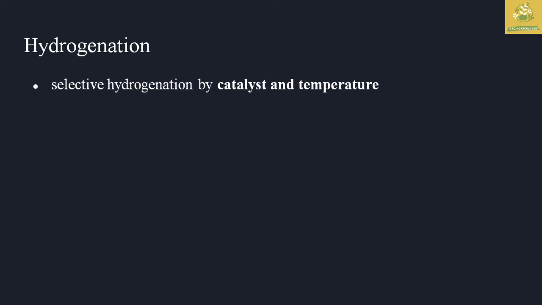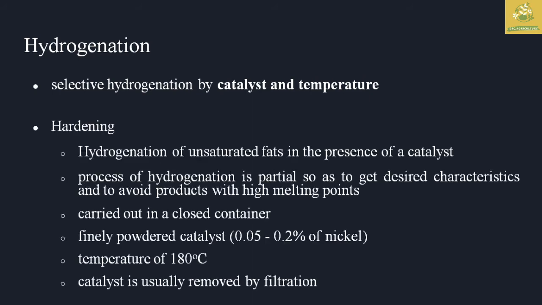The other chemical property is hydrogenation, where selective hydrogenation is done by a catalyst as well as temperature. You must remember that hydrogenation can only be done in the presence of a catalyst as well as temperature. The first quality is hardening, where unsaturated fatty acids are partially hydrogenated to give products with high melting points. The process is carried out in closed containers at 180 degrees centigrade, and the catalyst is removed by filtration. The catalyst mainly used for hardening is nickel, at 0.05 to 0.2 percent.